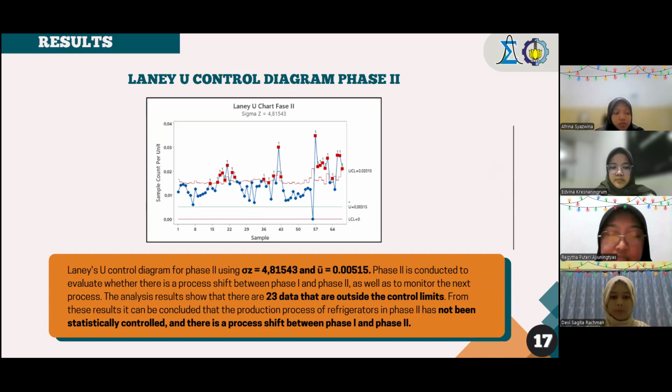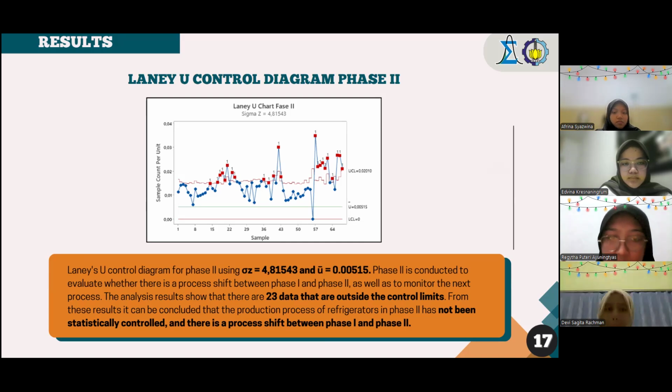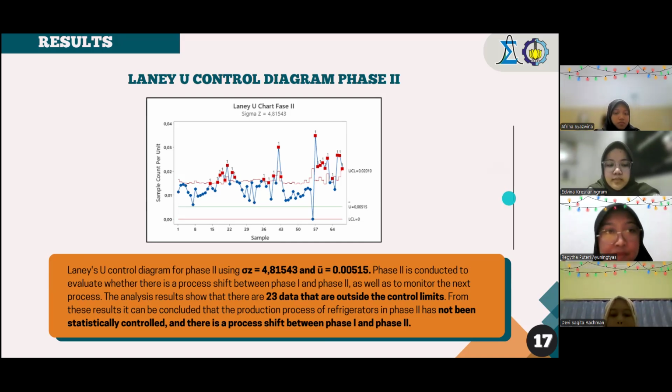So the analysis results show that there are 23 data points outside the control limit. From this result, it can be concluded that the production process of refrigerator in phase 2 has not been statistically controlled, and there is a process shift between phase 1 and phase 2.